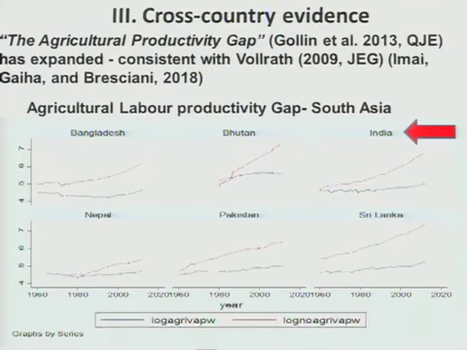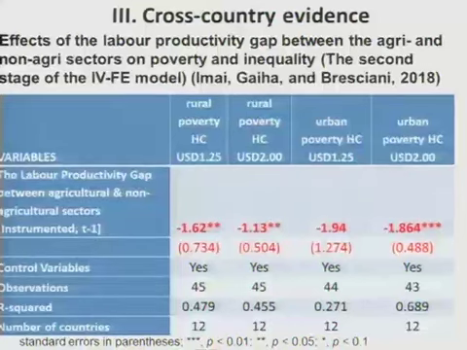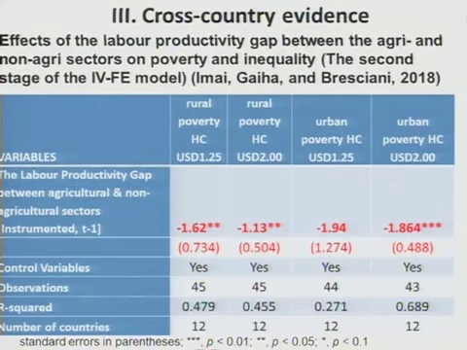2013. As you can see, many countries have seen an increase in the agricultural labor productivity gap, like India, and also China. In the Philippines, the gap has become relatively stable. What we did in the paper was to estimate the effect of the agricultural productivity gap on rural poverty, urban poverty, and the national Gini coefficient.